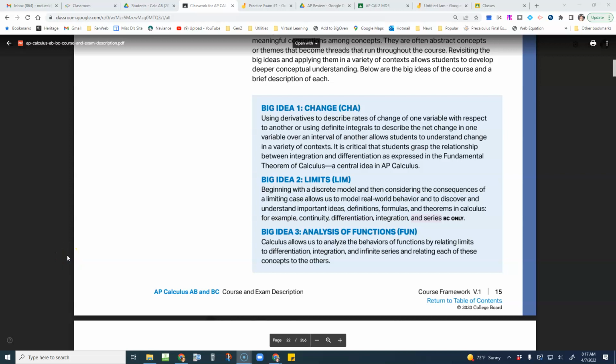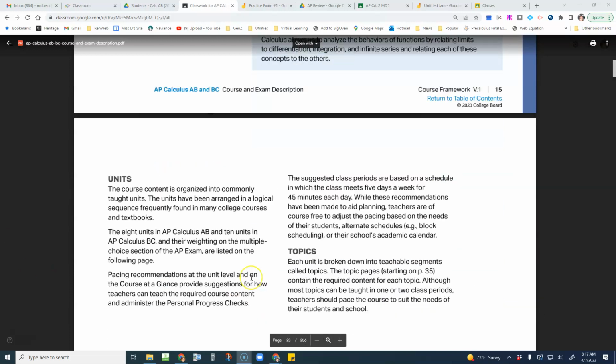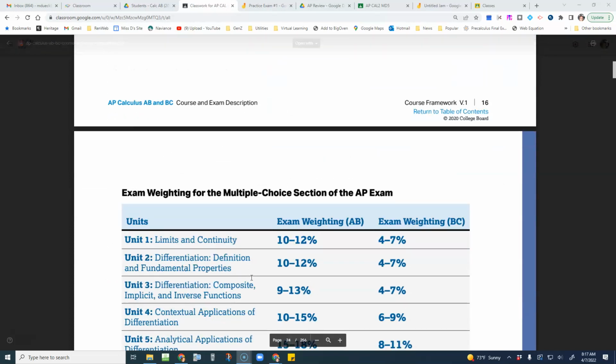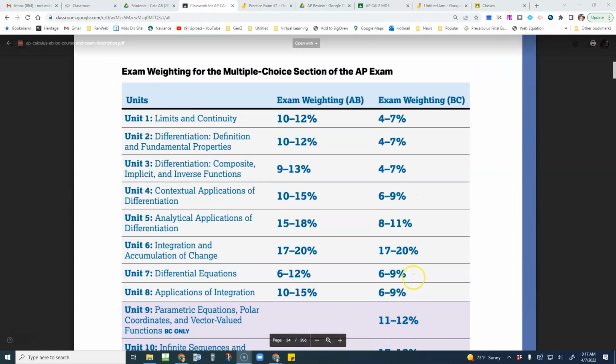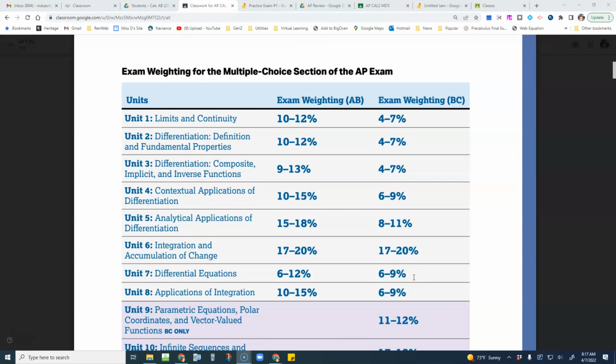Analysis of functions, analyzing behavior, movement, increasing, decreasing, concavity, speeding up, slowing down, etc. Those are the big 3 ideas. Those are the things that are on the exam. However, you might want a little more topics, or it broken down a little bit better than that, so check these out. Ready? Check these out.